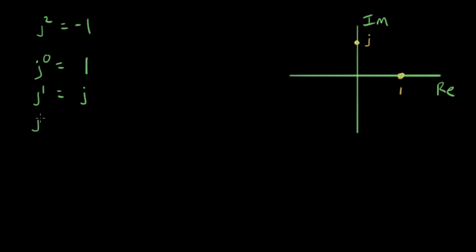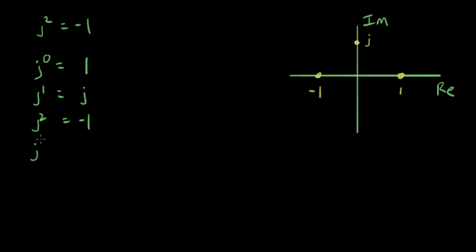Let's do j squared. And what is that equal to? Well, I wrote it down up here. J squared is equal to minus 1. Where's that in the complex plane? That's over here at minus 1, on the real axis, no imaginary part. Let's do the next one.